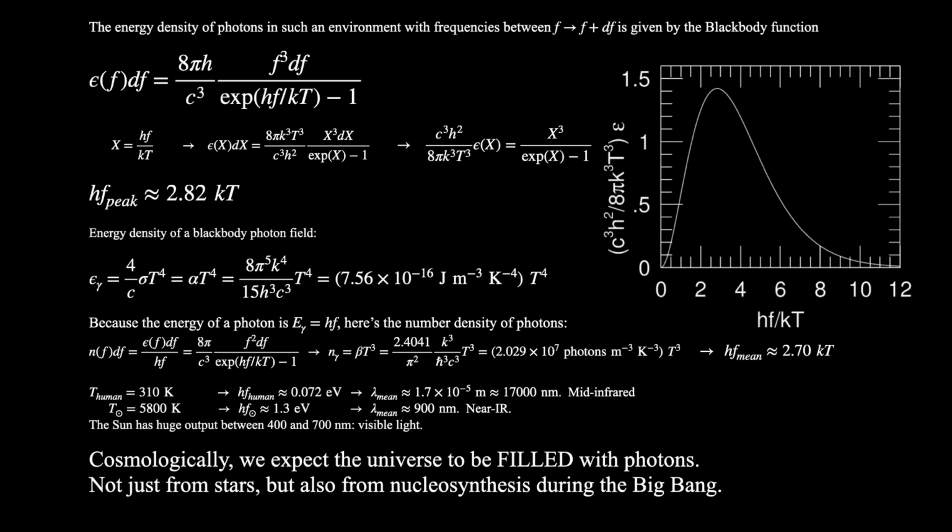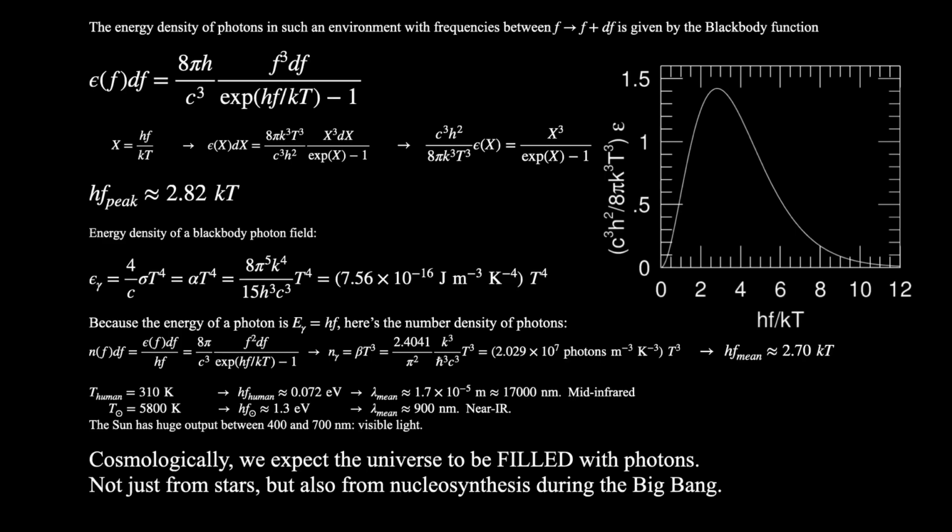Now, the peak of the spectrum is at approximately the energy h f peak, which is approximately 2.82 times kT, where kT is the characteristic thermal energy content of a particle in the gas. k is, of course, the Boltzmann constant, and T is the temperature. That's the energy of the peak of the blackbody curve, and you can see that the hotter it is, the higher the energy.